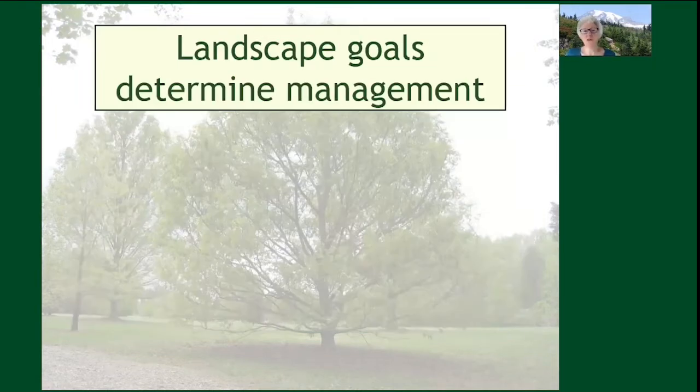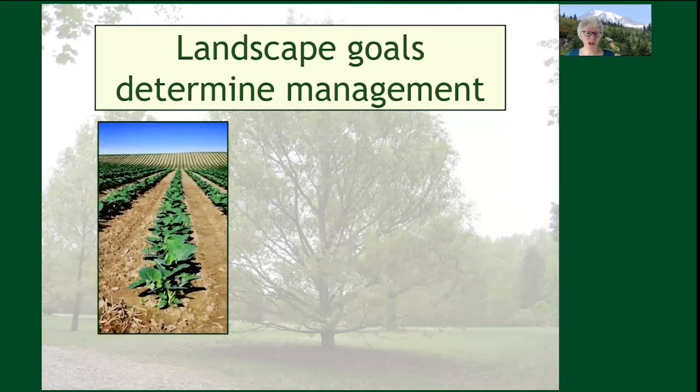There are three types of landscapes we're going to consider here, and the goals are going to determine the type of management. The one thing that we're not going to do is talk about managing crop fields, monocultural crop fields. It's all obvious to us, but it's important to understand that when soil tests first came out as being a thing, it was geared towards managing crops.